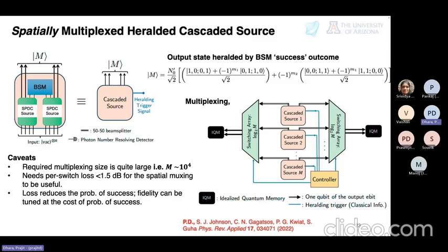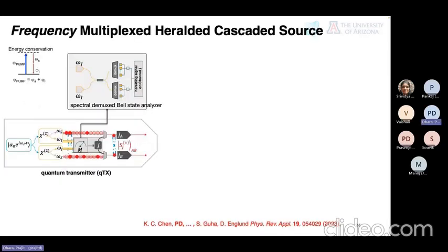And overall, any loss in your system will reduce the probability of success, which means I drive up my multiplexing rate, or I can choose to operate at a lower probability of success for a higher quality state. We analyzed this in our paper here, and we thought, well, this is just a theoretical proposal. Nobody's going to build 10,000 sources. But then our collaborator at MIT, Dirk Englund, said, well, you don't actually have to build spatially distinct sources. You can choose to do a broadband down conversion process and do your heralding in the frequency bin.